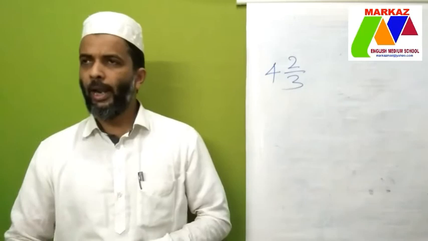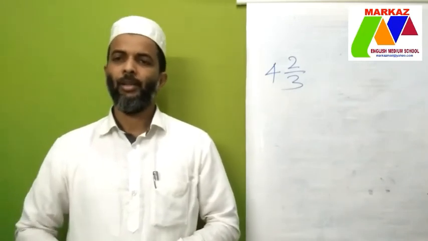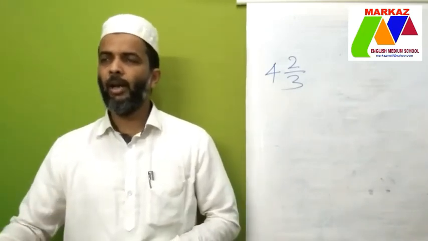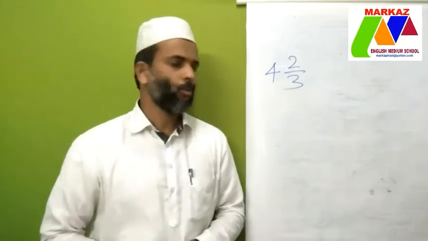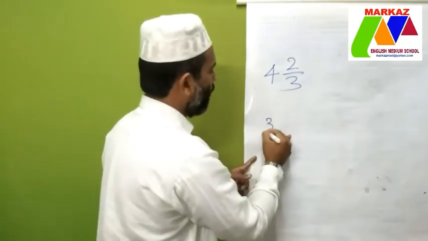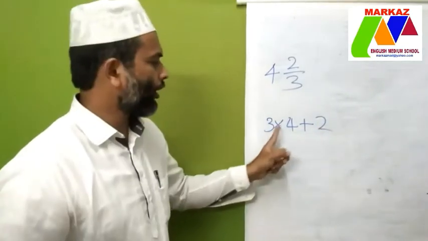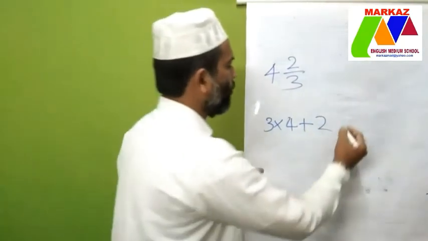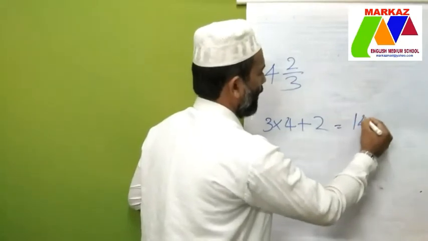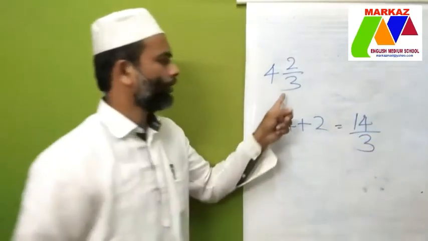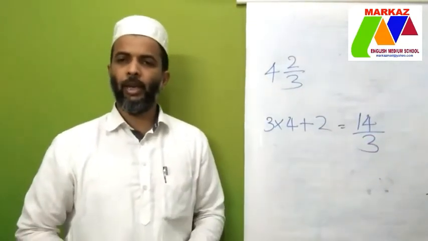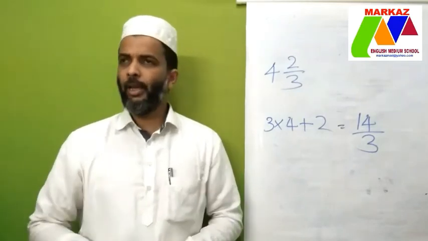Denominator into whole number plus numerator. So 3 into 4 plus 2. Okay, 3 into 4, 12. 12 plus 2, 14. 14 by 3. 3 is the denominator. Okay. One more question.